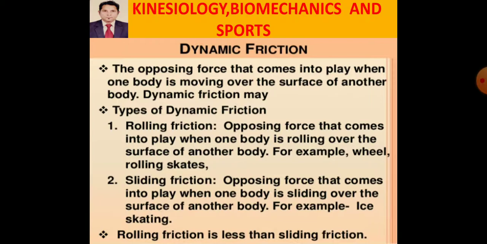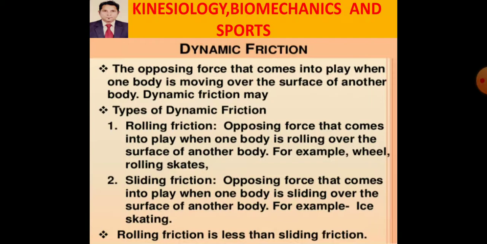First is the rolling friction. Rolling friction is the opposing force that comes into play when one body is rolling over the surface of another body. For example, wheels, roller skates. Because these wheels are rolling over the surface, meaning the body of the wheel is rolling over the other body, that is the surface. So the friction working between these two surfaces is known as the rolling friction.